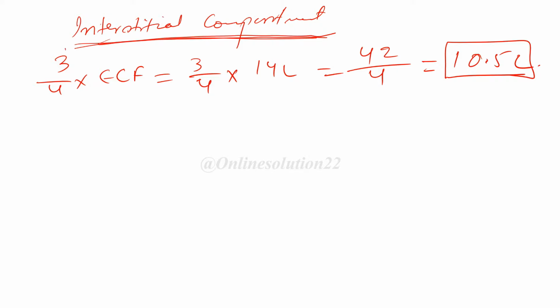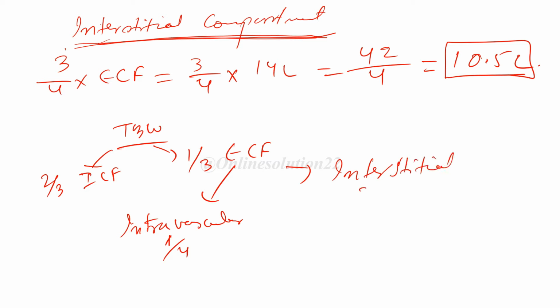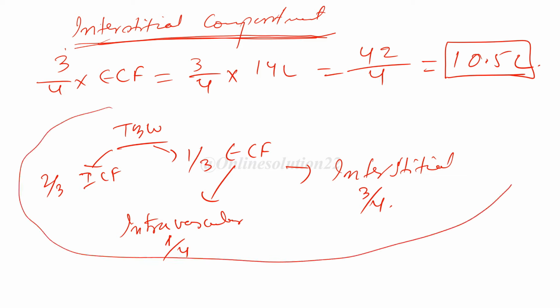So the question might come in many different ways, but we have to remember that the total body water consists of 2/3 intracellular fluids and 1/3 extracellular fluids, and these extracellular fluids are further divided into intravascular 1/4 and interstitial 3/4 of this extracellular fluid. We just have to remember this, and then we can solve the question if it comes in the exam.